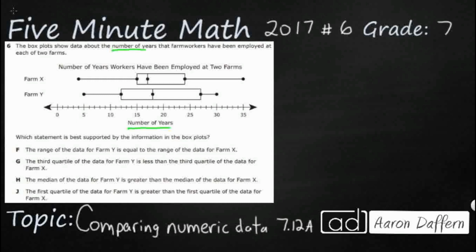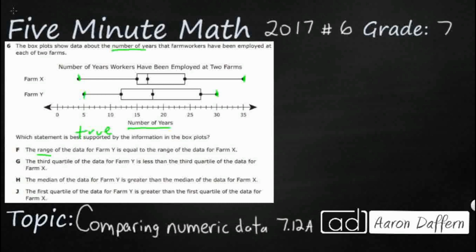So we need to find which statement is best supported. So that means which data is true, basically, is what we're looking at right here. So the range, all right, we'll start with something easy, of the data for farm Y is equal to the range of the data for farm X. Now visually, we can see that this is not true just by looking. So the range is going to be your highest point subtracted from your lowest point.